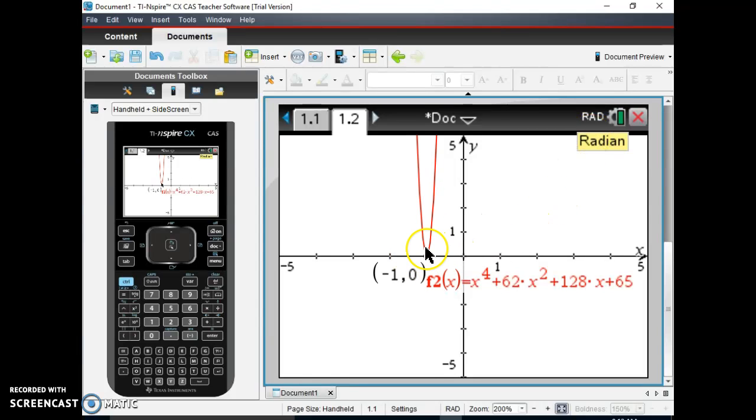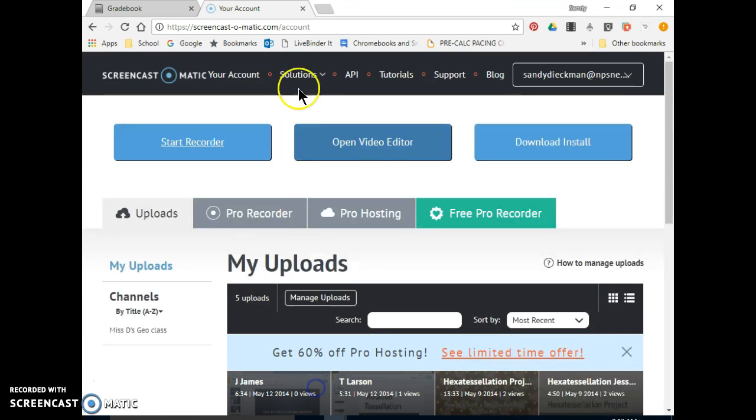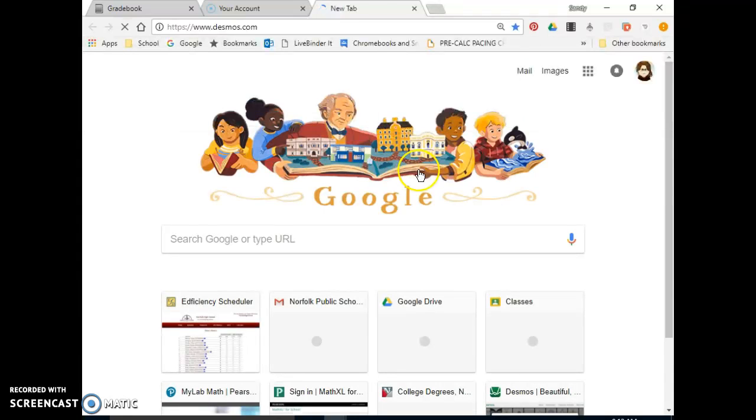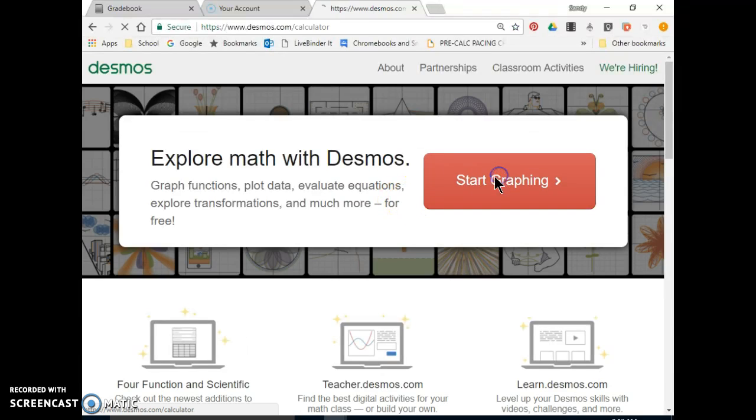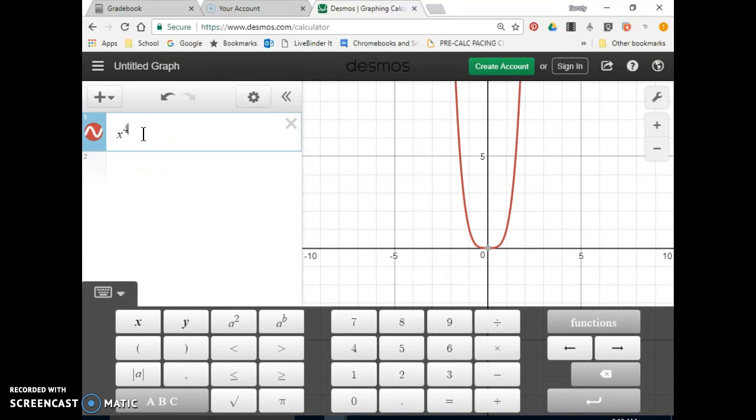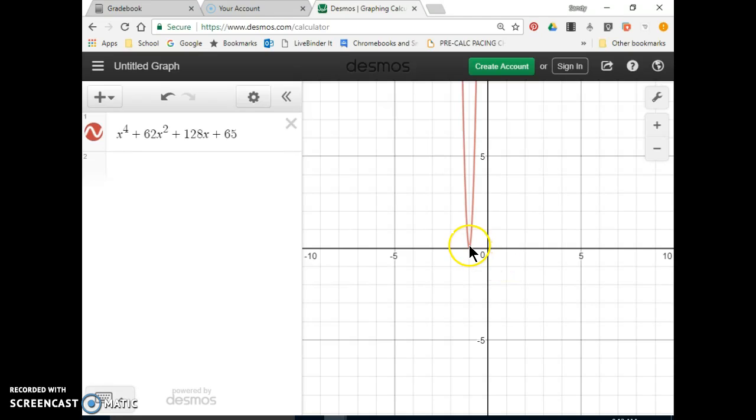Now, another way you could get this graph is using Desmos. If I go to Desmos.com, if I don't have a graphing calculator, and just hit start graphing, again I'm going to type in the function x^4 + 62x^2 + 128x + 65. Again, I can just click on the zero, and I can see the same graph, and my zero is -1.